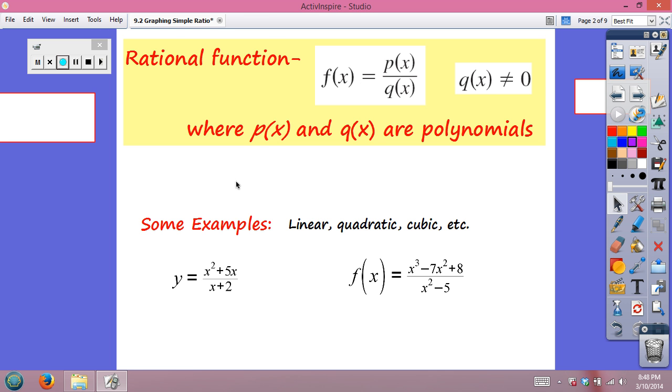So some examples of rational functions would be linear functions, quadratic functions, cubic functions, and etc. And I've written some examples here below in case you were having a hard time remembering what I was talking about.